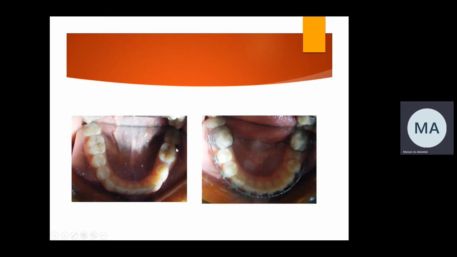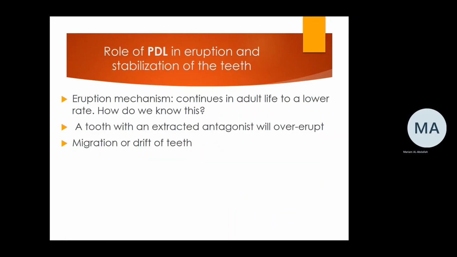We orthodontically moved teeth around in order to open space. But as you can see, the tooth spontaneously erupted. We did not apply any active force on the impacted tooth. What made this tooth erupt is the forces within the periodontal ligament space. And this process of eruption, as we said, will continue throughout life.